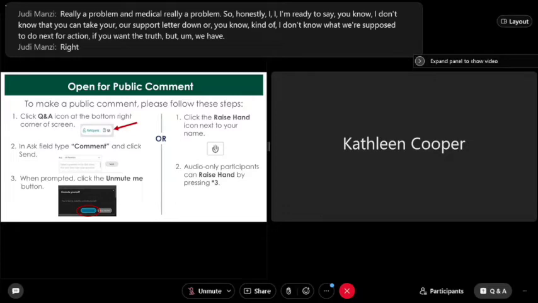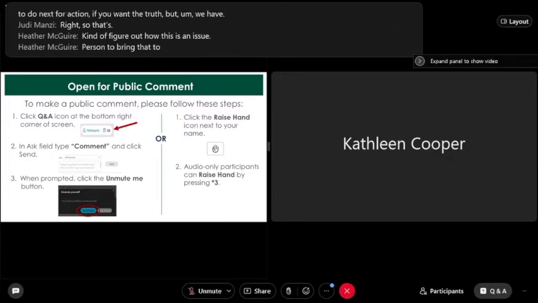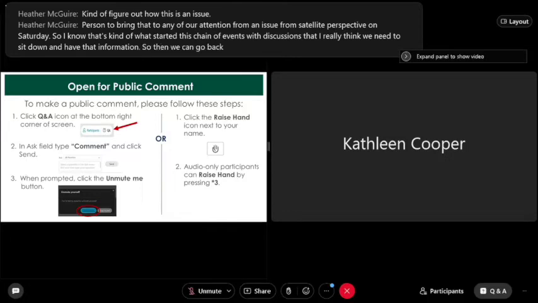Chris Niagu was the first person to bring that to any of our attention from a satellite perspective on Saturday. So I know that's what started this chain of events with discussions. And I really think we need to sit down and have that information so we can go back to the radiology board and have that as a further discussion.